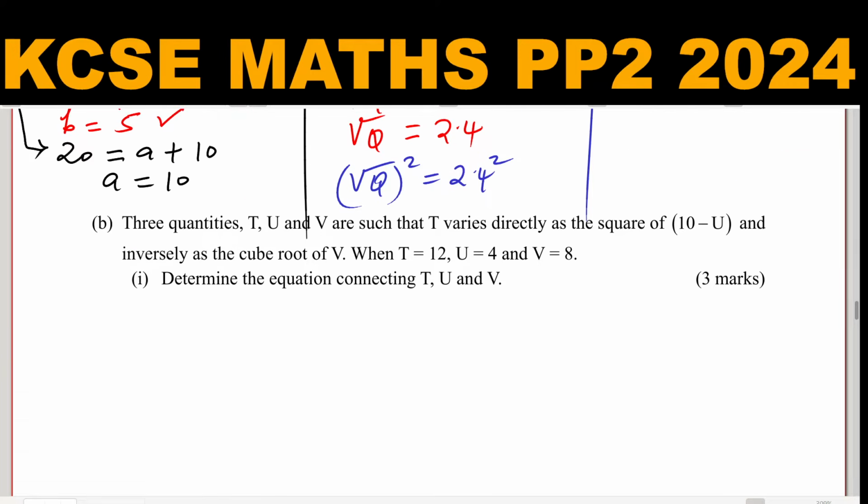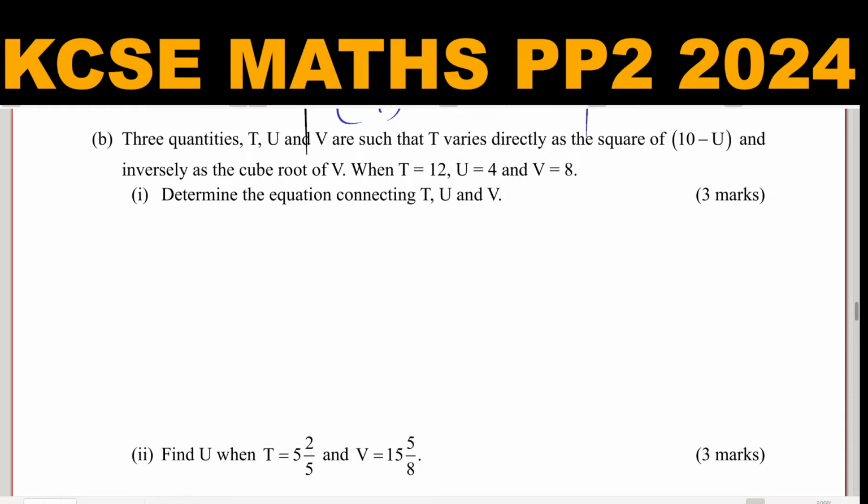The other part, part B: 3 quantities T, U, and V are such that T varies directly as the square of 10 subtract U, and inversely as the cube root of V. When T is equal to 12, U is equal to 4, and V is equal to 8. Part 1, determine the equation connecting T, U, and V.